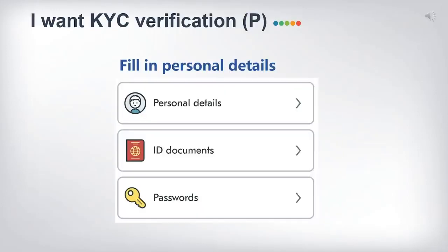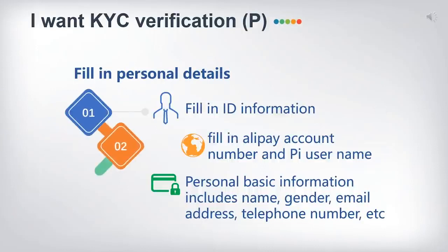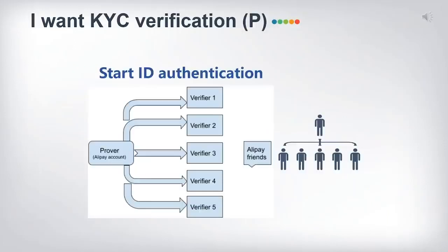I want KYC verification. If a pioneer wants to start KYC verification, he needs to fill in personal details and ID information first. The users will need to fill in ID information, Alipay account number and Pi username, personal basic information, which includes name, gender, email address, telephone number, and etc. The system randomly pops up 5 Alipay accounts. The prover adds 5 Alipay accounts as friends.